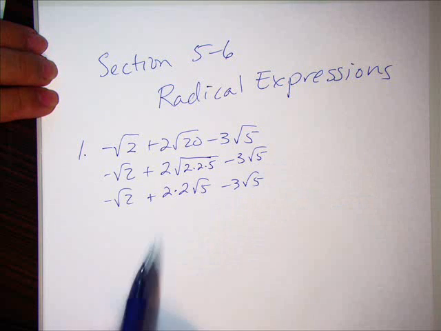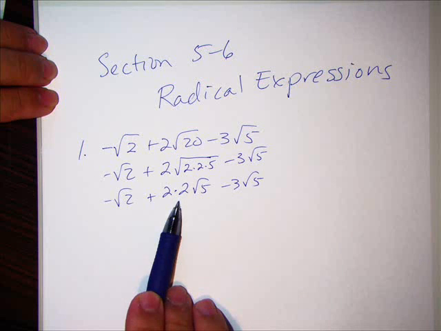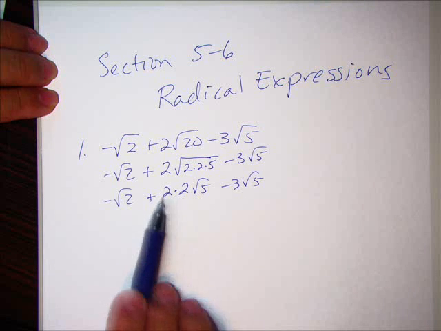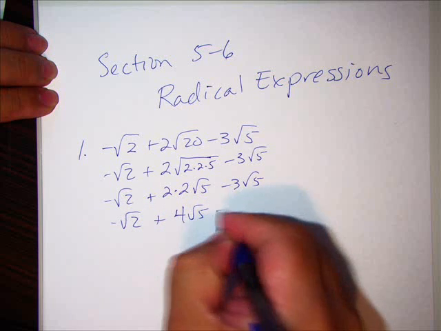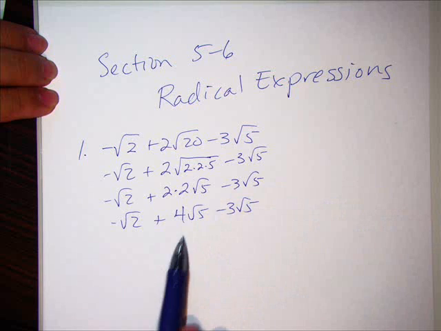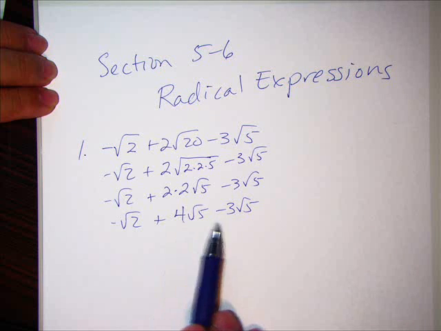Okay, let me say that again. So I have a pair of 2's that comes out as a single 2, and it's going to get multiplied with the coefficient. So that becomes 4 root 5 minus 3 root 5. Alright, so now we have 4 root 5 minus 3 root 5.